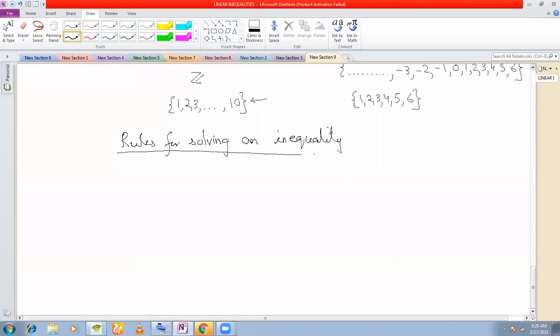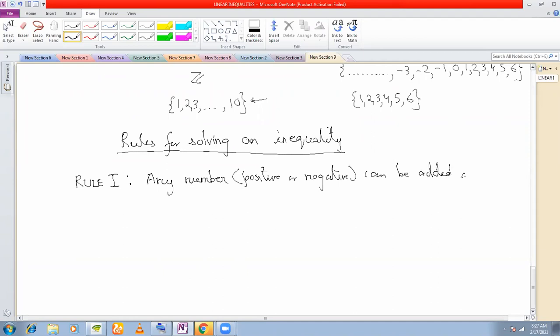The first rule here, rule number 1: any number that is either positive or negative can be added or subtracted to both sides of the inequality. So what does this mean? Example.